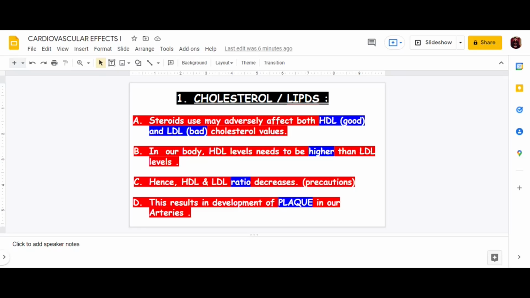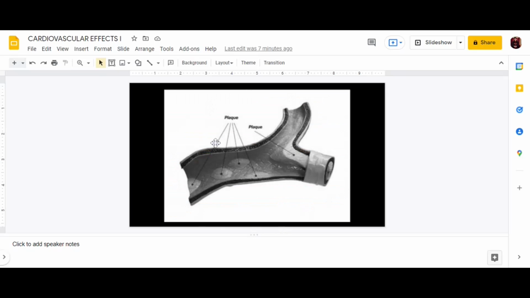Now, there are some medications with which we can control this side effect. But if we don't control it, it will result in the development of plaque in our arteries. So this is our artery, and here you can see that the plaque has developed due to the abuse of anabolic steroids. Now what are the side effects of this plaque? We will see in the upcoming slide.